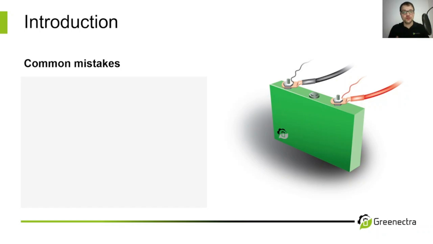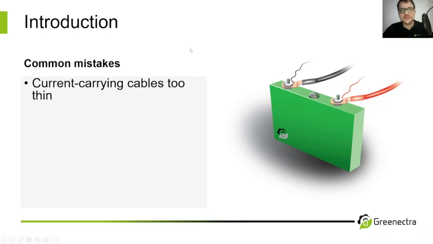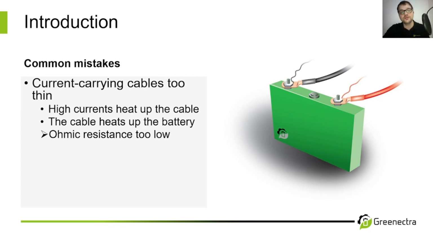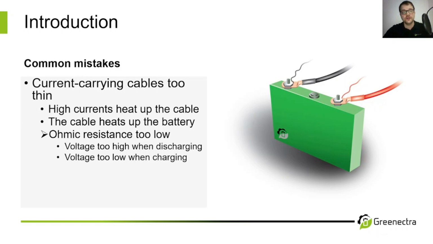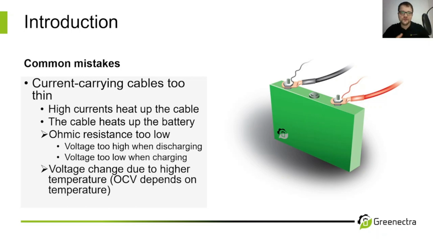Let's have a look together at some common mistakes when connecting the cables to the battery cell. First mistake, current carrying cables being too thin. Well, high currents heat up a cable which is too thin. The cable heats up the battery and the ohmic resistance of the battery is too low. As a result, the voltage is going to be too high when discharging and too low when charging. Additionally, the temperature change leads to a shift in open circuit voltage because the open circuit voltage itself depends on temperature.